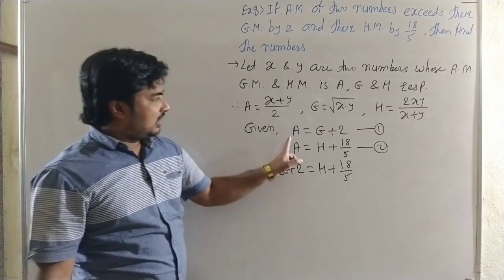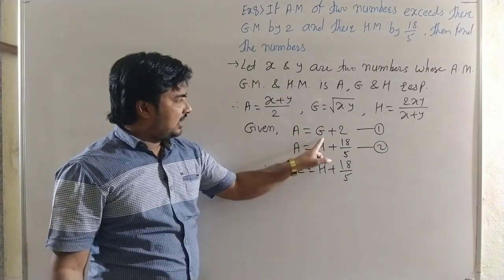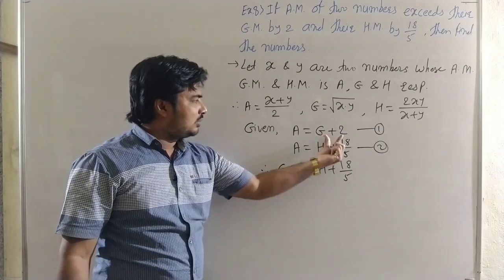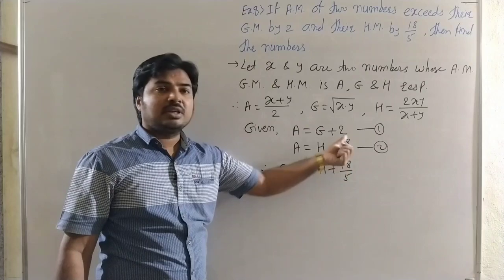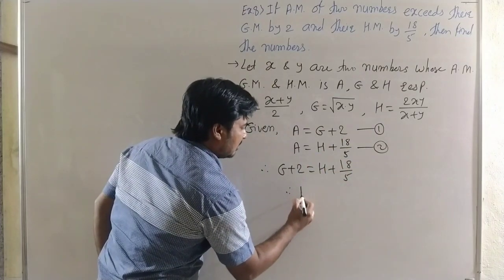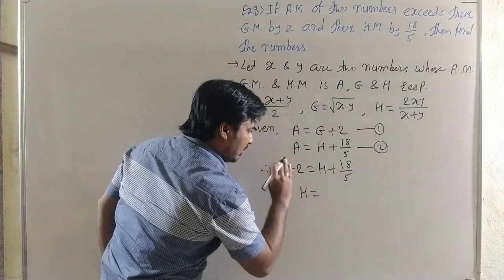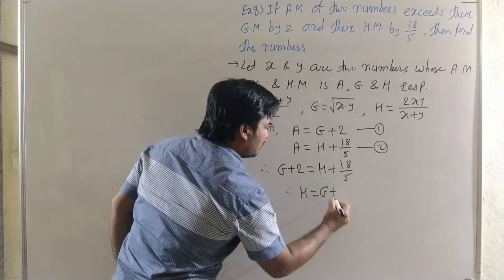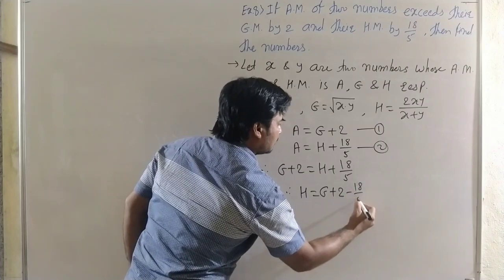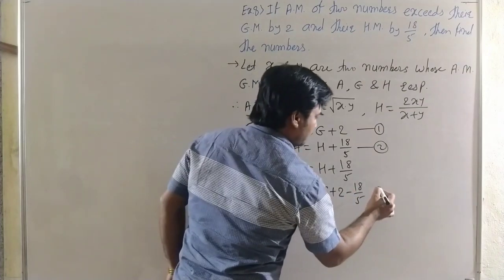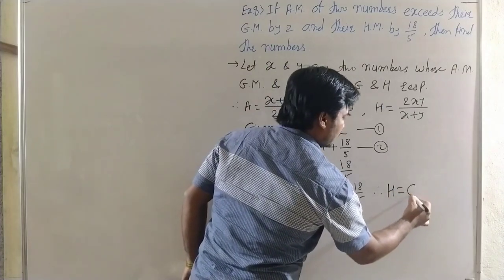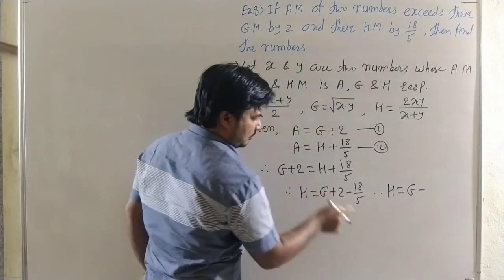Okay, we have A = G + 2 and A = H + 18/5. So we can write G + 2 = H + 18/5. Now from this we can write H = G + 2 − 18/5, and therefore H = G − 8/5.